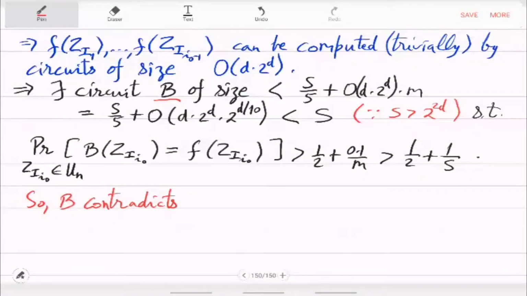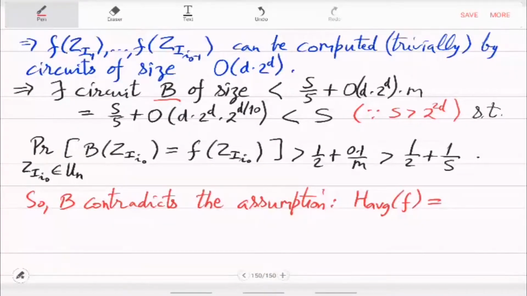So, B contradicts the assumption that average case hardness of f is s, because B is a circuit of size smaller than s, and it is able to compute f on more than half, sufficiently away from half, many inputs.